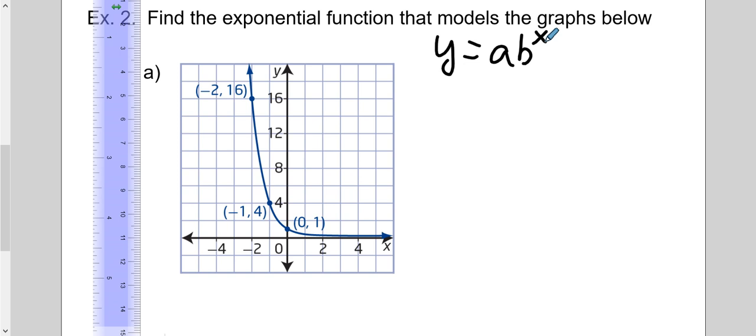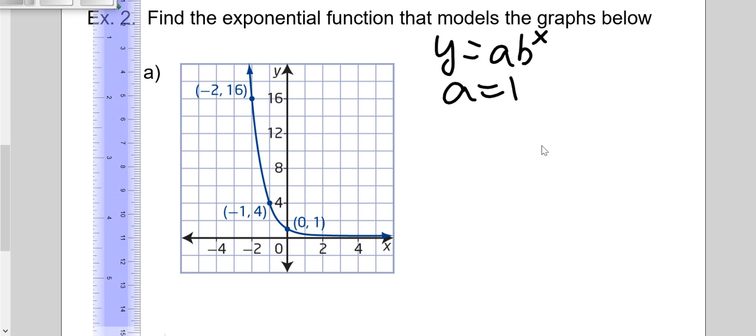In this case, we have to find out what A and B are so that we can figure out the function. If you look at the graph here, we recall from the lesson last day that we look for the y-intercept. In this case, your y-intercept is 1. So what does that mean? That means your A is 1. All right? So A is done, we still have to figure out B.